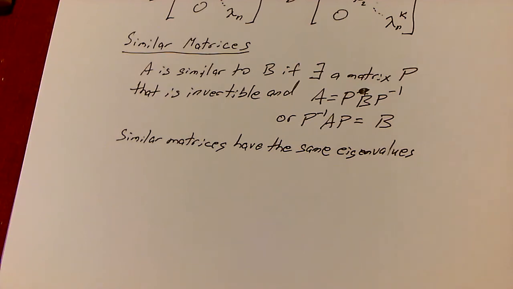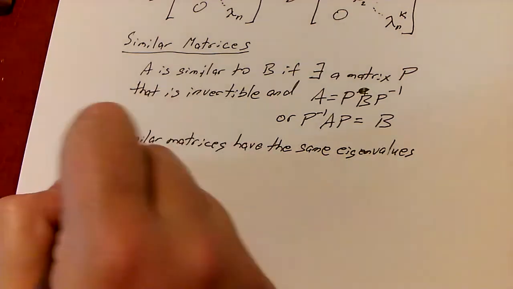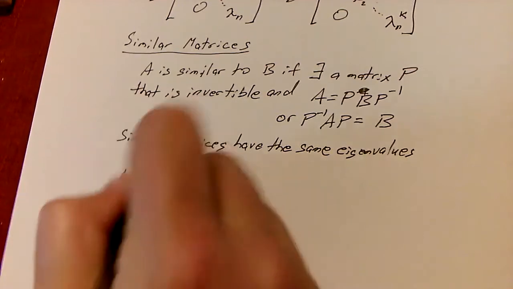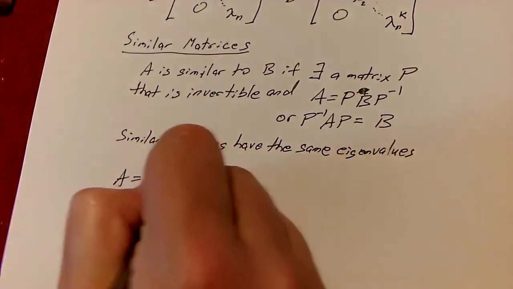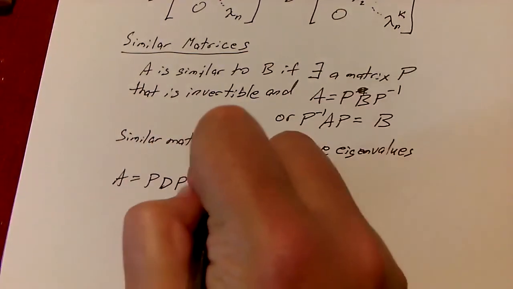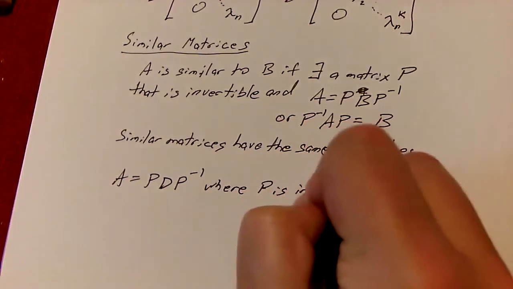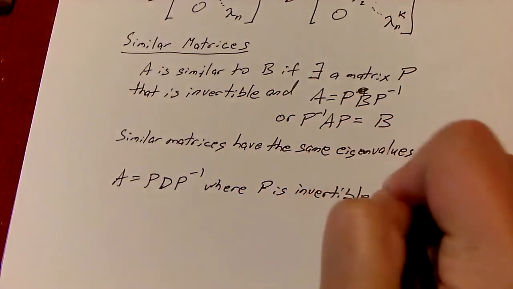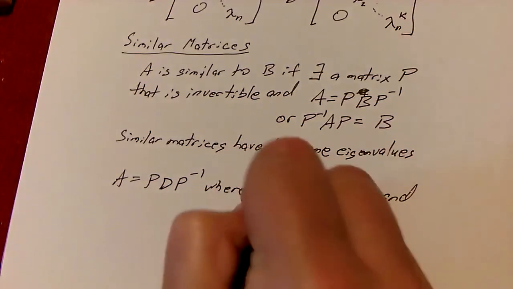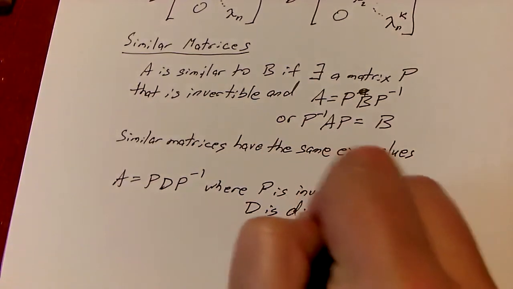So if I'm looking at a diagonal matrix, the type of diagonal matrix I'm most interested in is the ones that are similar, that create a similar setup. So what I'm looking for then is diagonal matrices such that A is equal to P D P inverse, where P is invertible and D is diagonal.